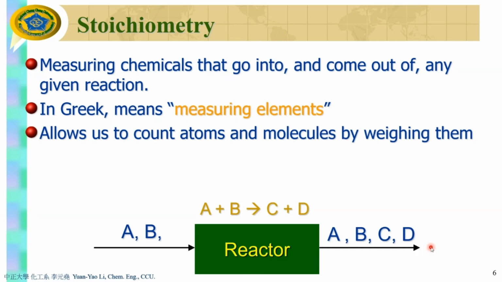So there is some information about stoichiometry. It means measuring chemicals that go in and come out of any given reaction. In Greek, stoichiometry means what? Measuring elements. Okay? Measuring elements. It allows us to count atoms and molecules by weighing them. So if you have this stoichiometry, you want to know the relationship between input and output, and we want to weigh the amount of the input and output.